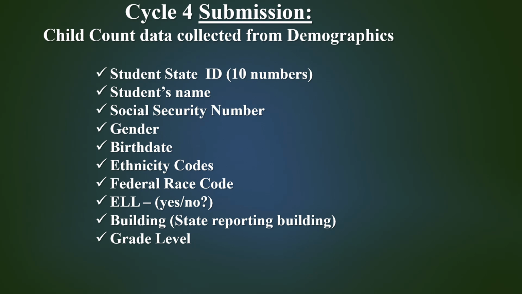The following student data is pulled for Cycle 4 from demographics: student state ID, student's name, social security number, gender, birth date, ethnicity codes, federal race code, ELL, building, and grade level. Please make sure that all of this information is in eSchool so that it may be pulled during the Cycle 4 submission.